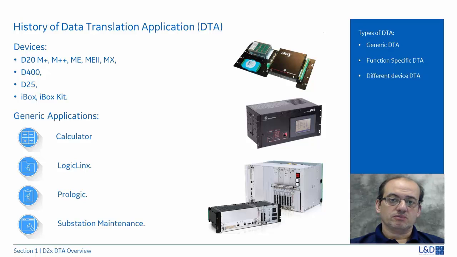Some DTAs were developed for specific platforms, for a specific customer, and carry the customer name. Some DTAs were developed across all the platforms, so they work in the iBox, in the D25, in the D200, in the D20. Some applications were very generic, some of them very specific to the industry. For example, one of the generic applications that we give to every customer who purchases a D20 system or a D25 or an iBox is the calculator application, A083.